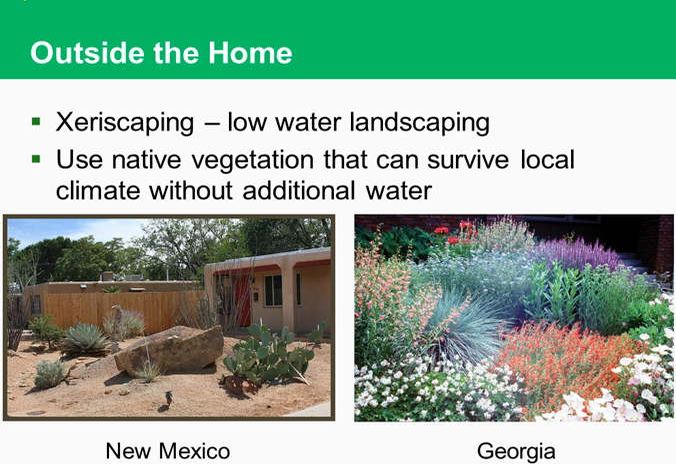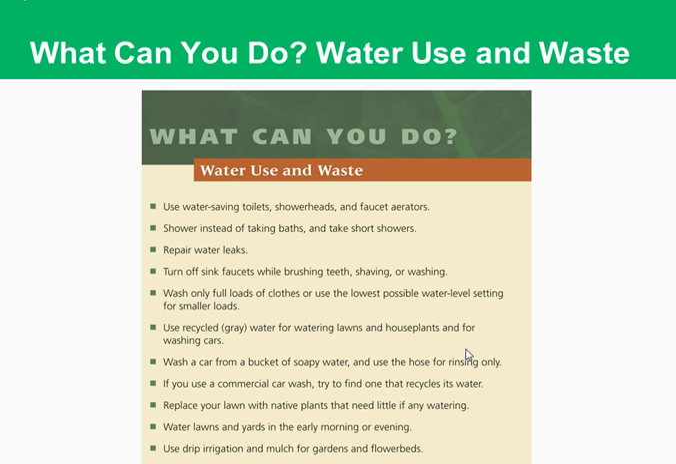Outside the home, there's an awesome example of xeriscaping, low-water landscaping. It uses native vegetation that can survive the local climate without additional water. So this is an example of where they're using their local flora, like your cacti. And over here, how beautiful is our native habitat? What can you do? Water use and waste.